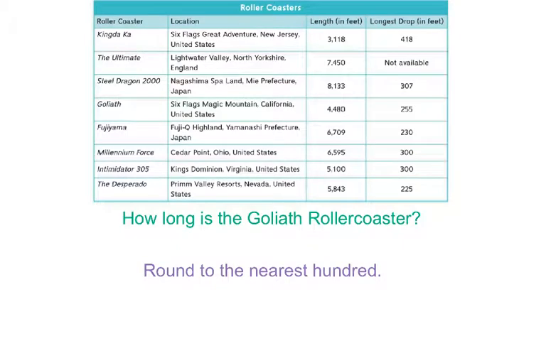Erase your whiteboard. This time we're going to look at the Goliath roller coaster. And the Goliath roller coaster is listed here, and its length is 4,480 feet. Go ahead and write 4,480 on your whiteboard. It's going to ask us to round it to the nearest hundred. I'm going to teach you a different way, maybe a faster way, and maybe this method works better or the number line works better for you. You have to decide. But in this case, we're going to round to the nearest hundred.